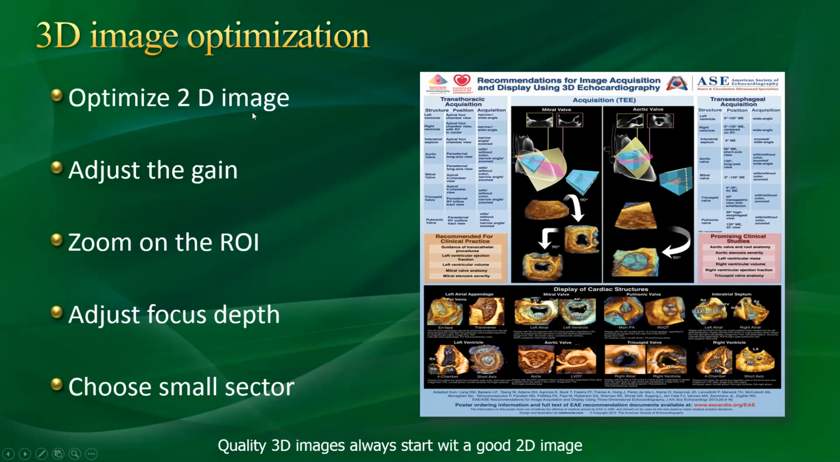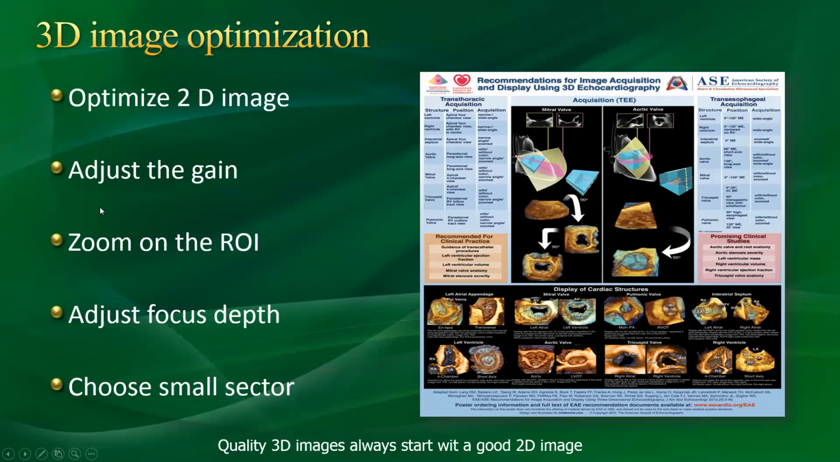So first, the most important thing, 2D, 2D, 2D. You have to have a nice 2D image. So optimize your image, 2D, take your time, adjust your gain, adjust your depth, increase your frequency, okay? Because quality of 3D image always starts with a good 2D image, then you adjust your gain, okay?